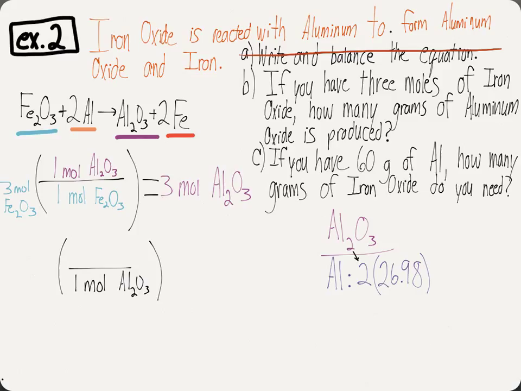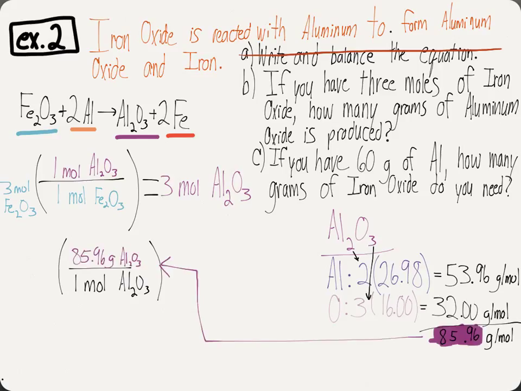We're shown here we have 2 atoms of aluminum. If we go to our periodic table, we see that the molar mass of aluminum is 26.98 grams. Since we have 2 atoms of aluminum, we multiply that by 2 and get the answer 53.96. Now we have to solve for the oxygen component. Since oxygen has a molar mass of 16 and we have 3 atoms of oxygen, 3 times 16 is 48 grams per mole. Add that together and we have a total of 85.96 grams per mole of aluminum oxide. We have our conversion right there.